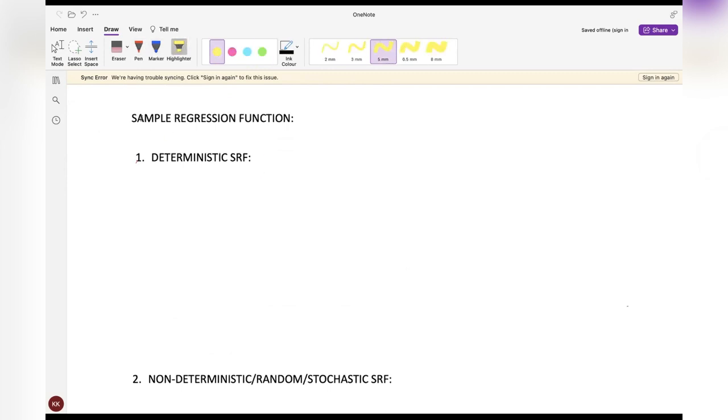Next concept that we have to understand is sample regression function. So why do we have a sample here? The reason behind that is constructing a population regression function, constructing a model on the basis of PRF is very difficult and very tedious task. Why is that?